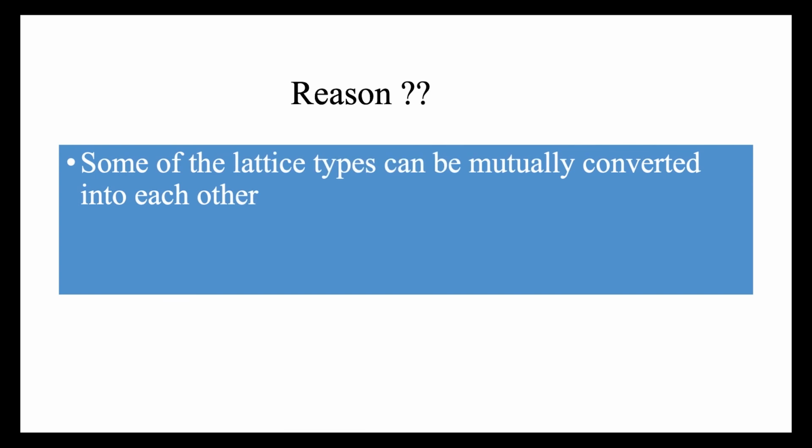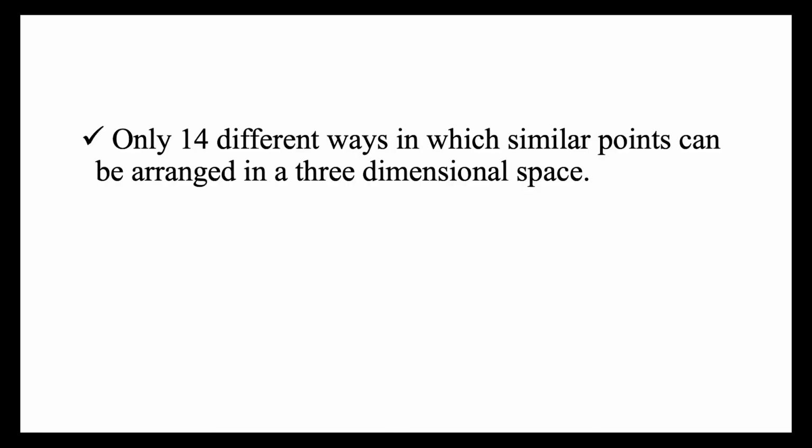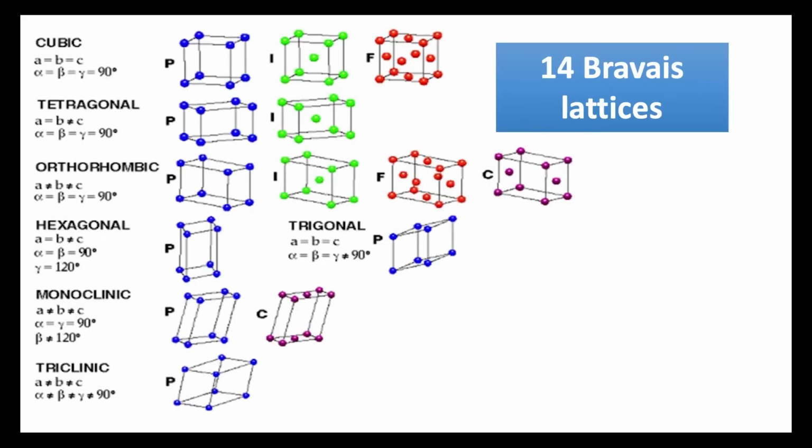This can be explained by considering the symmetry of the lattices. Symmetry considerations show that some of the lattice types can be mutually converted to each other. Therefore, they do not have a unique existence. Also, some of the lattice types are not compatible with the symmetry of the crystal systems. That is, considering the geometry and the symmetry of the lattices, there are only 14 different ways in which you can arrange similar points in 3-dimensional space. Or we can say that there are only 14 unique lattice types in 3 dimensions. These are called the 14 Bravais lattices.